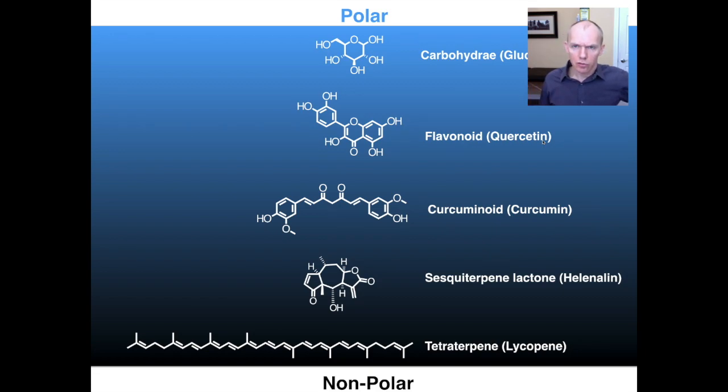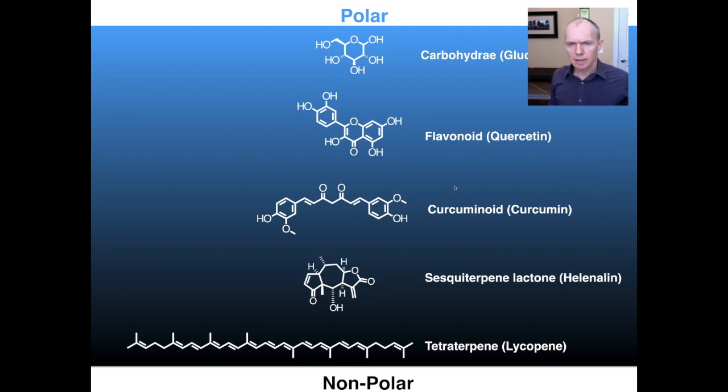Also, a lot of those flavonoids may exist as glycosides. So if you added a sugar onto the flavonoid, you'll make it more polar as well. And so that's why things like flavonoids are somewhat water soluble, and some of them exist as glycosides as well.